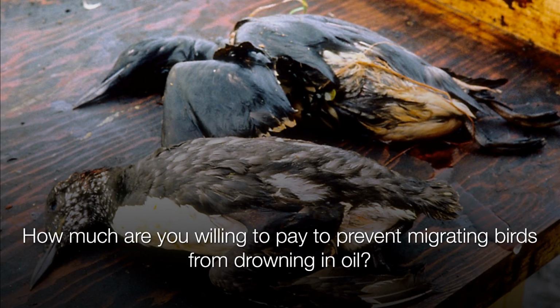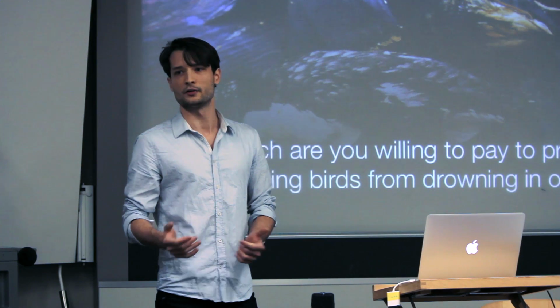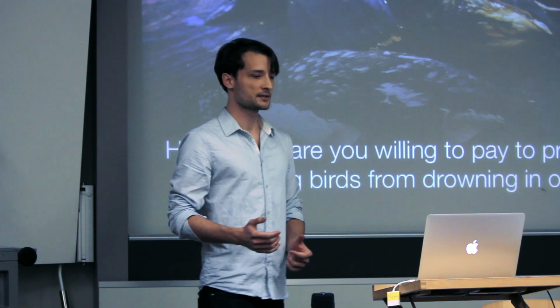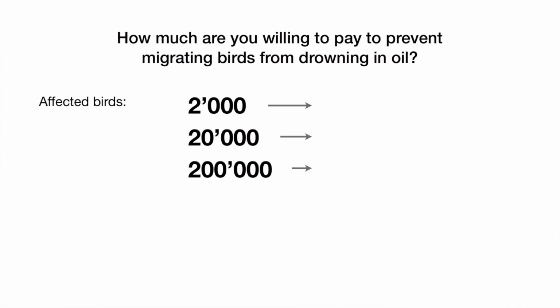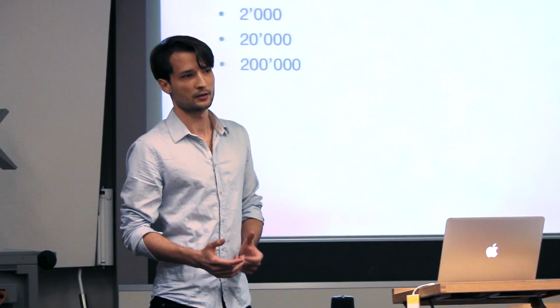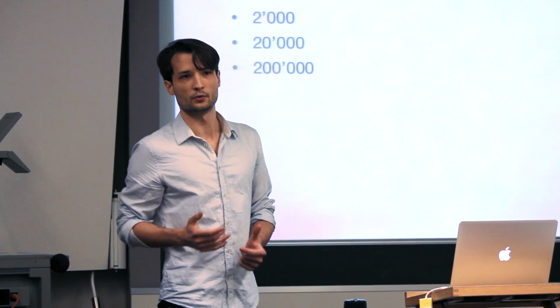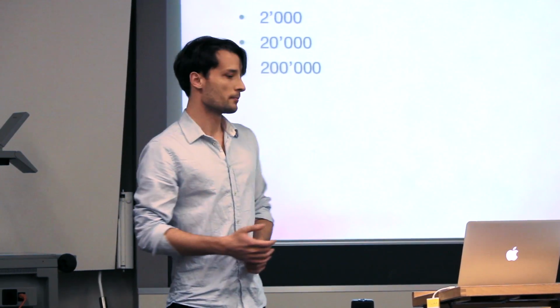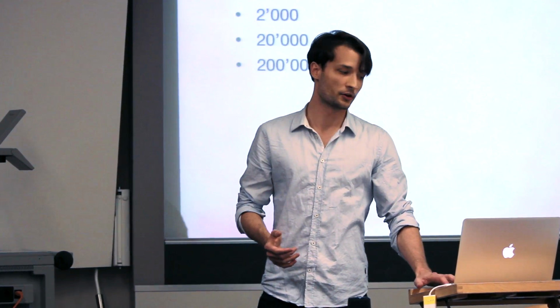I'll give you an example. Cognitive psychologists have conducted an experiment where they asked people how much they would be willing to donate to prevent migrating birds from drowning in oil ponds. They asked 3 different questions to different groups of people. To the first group, they stated that 2,000 birds were affected. To the second group, they said that 20,000 birds were affected. To the third group, they said that 200,000 birds were affected. Now, think for yourself what answer you would give to these 3 different questions, because the results are quite disturbing.